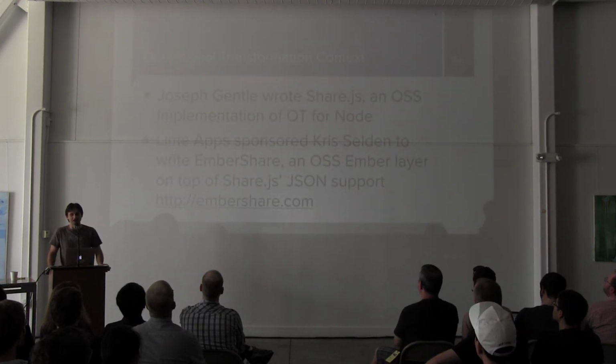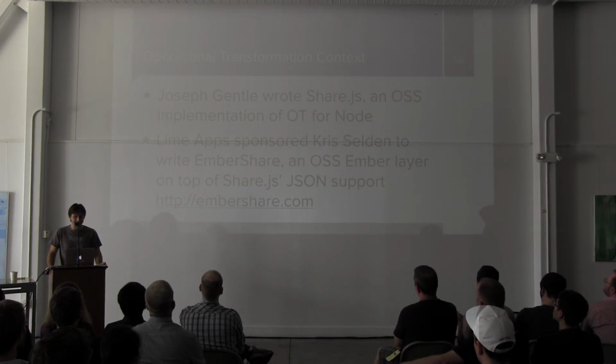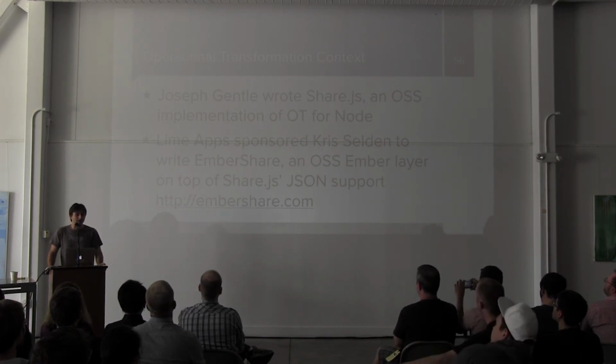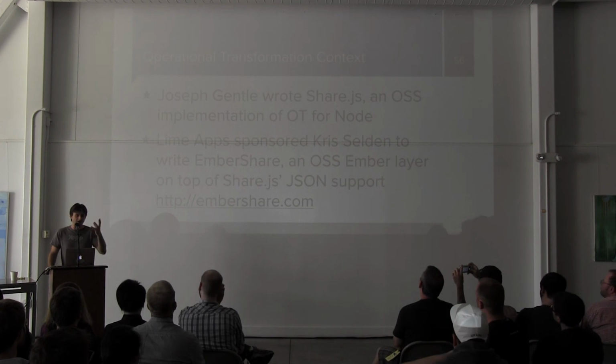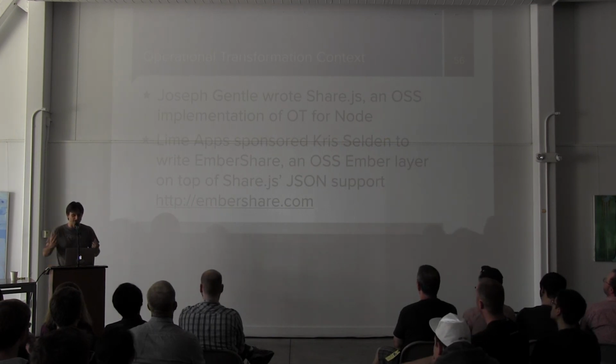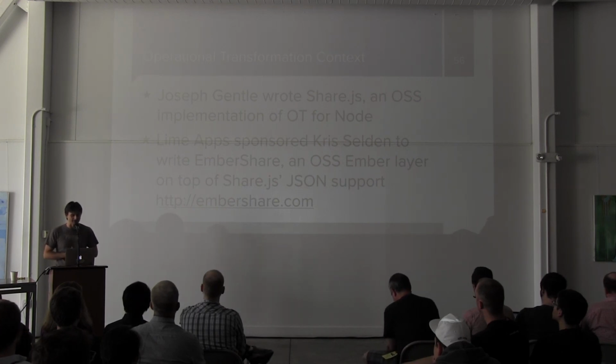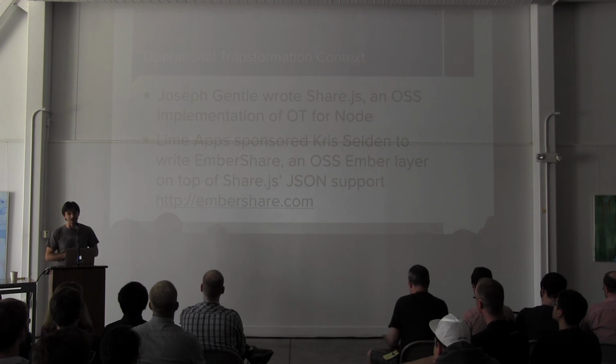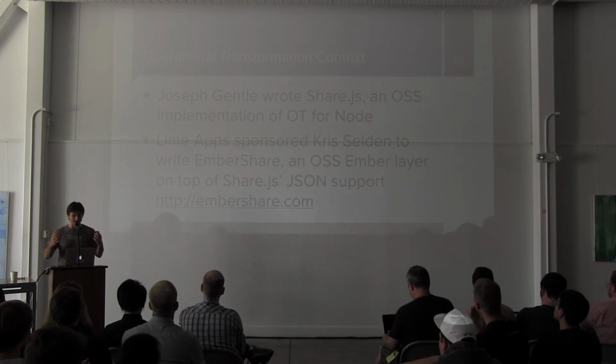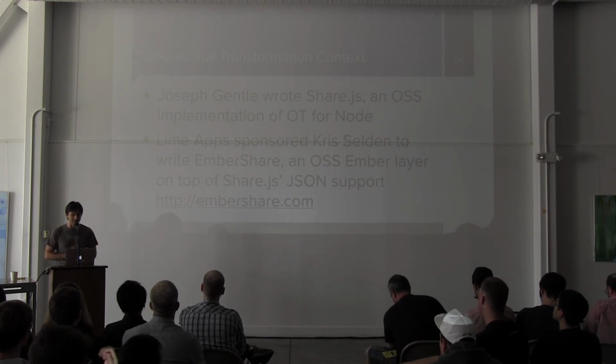So that's something. Fortunately, Joseph Gentle, even though he was obviously frustrated by this experience, did the world a favor and wrote share.js, which is an open source implementation of OT. It's built on Node. OT requires both a client-side JavaScript library as well as a server-side JavaScript library, both fairly complex. And a few months back, a company called Lime Apps sponsored my colleague Chris Selden to write Ember Share, which is an open source Ember layer that sits on top of Ember.js, on top of share.js, and particularly on top of its JSON support.